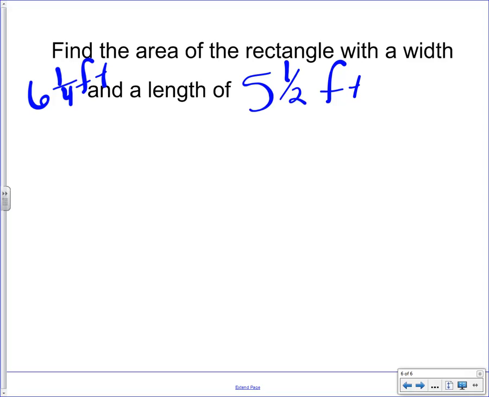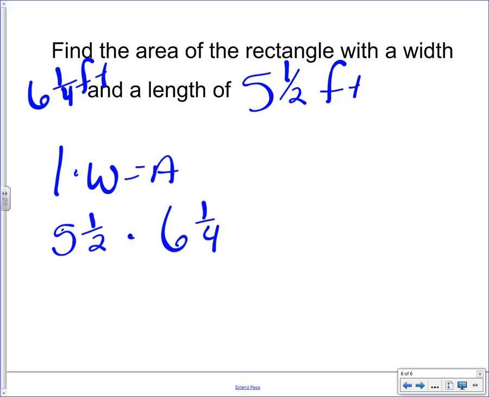And so we have to remember back, how do you find area? Well, a couple of things to think about. Area is length times width, and so that's why the length and width are important, is how we find area, okay? And so when we multiply these, we need to plug in the numbers. And so if I do that, I've got length is 5 1/2 times 6 1/4.